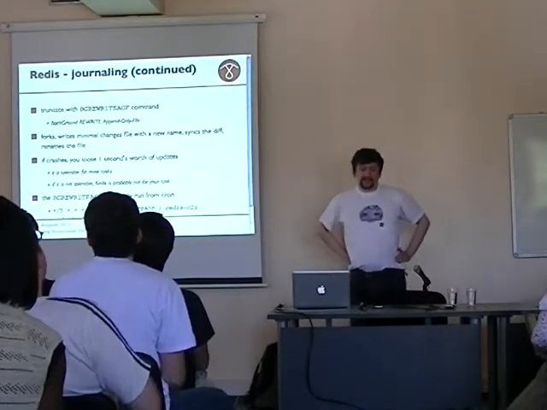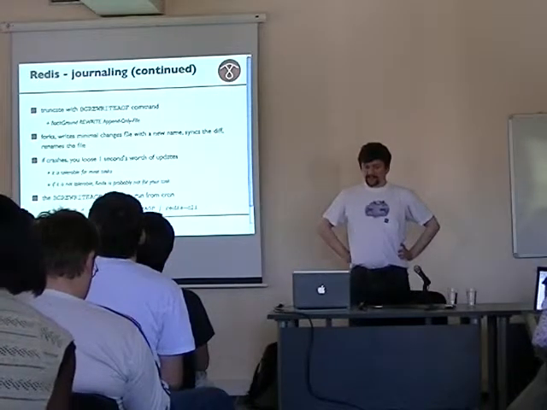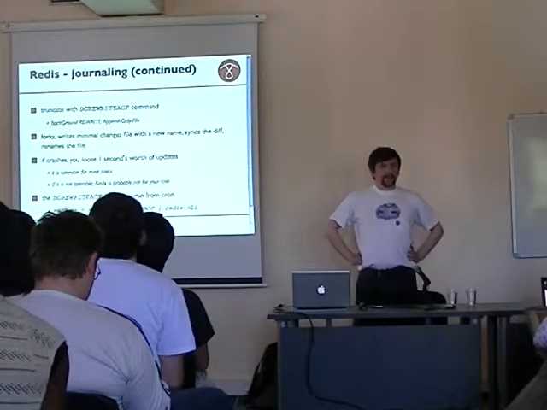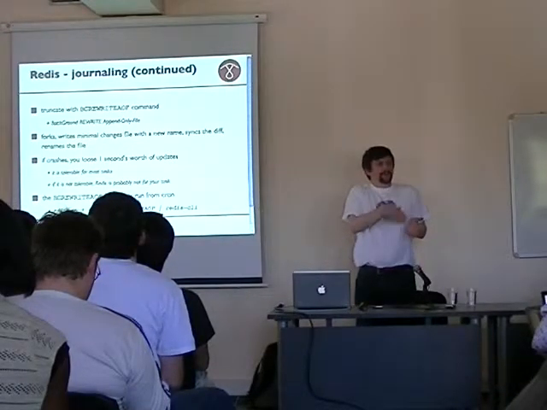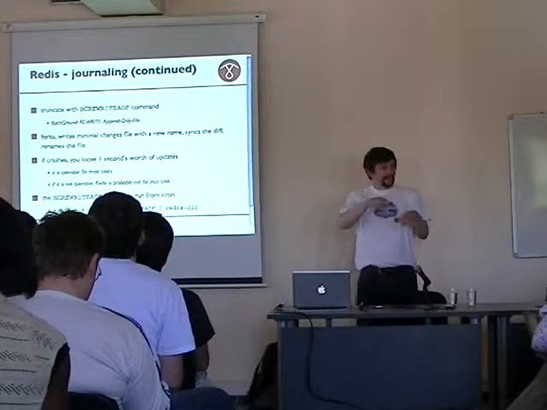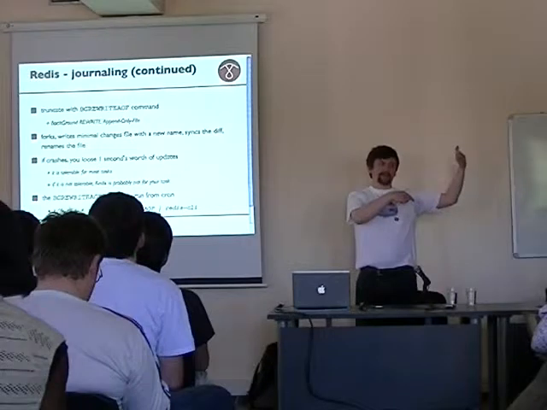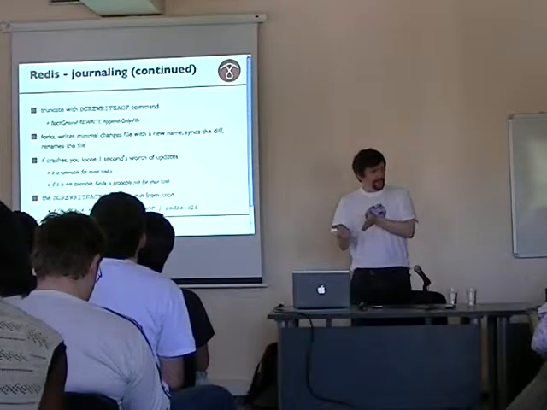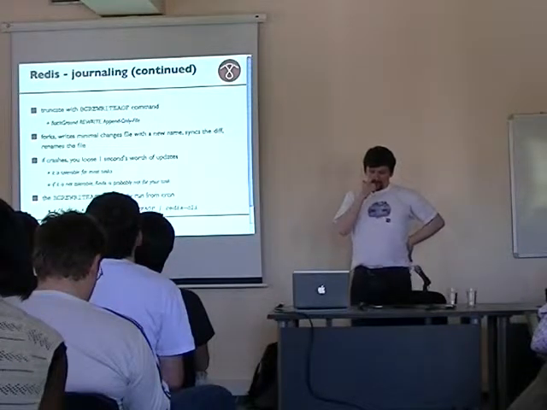So it has a special command called background rewrite append only file. It's a bit cryptic here. Again, it forks and creates a new journal file into which it only dumps the most recent state, right? And then it deletes the old journal and renames the new one. The old one syncs the differences which happened while it was writing this journal file, and then proceeds. So again, there is no interruption of service during this.